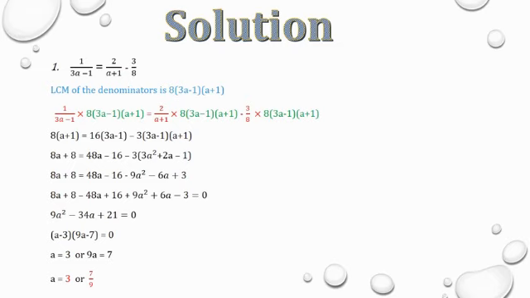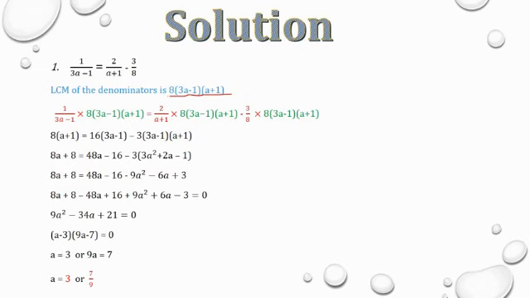Okay, so we're going to treat these equations as fractions, but not ignoring our equal sign. The lowest common multiple of our denominators will actually be 8 multiplied by (3a - 1) multiplied by (a + 1). Okay, so we then multiply this LCM of the denominators by each element on the right hand side and each element on the left hand side.